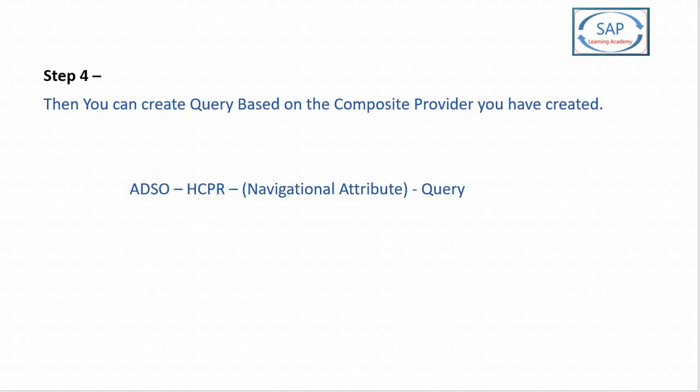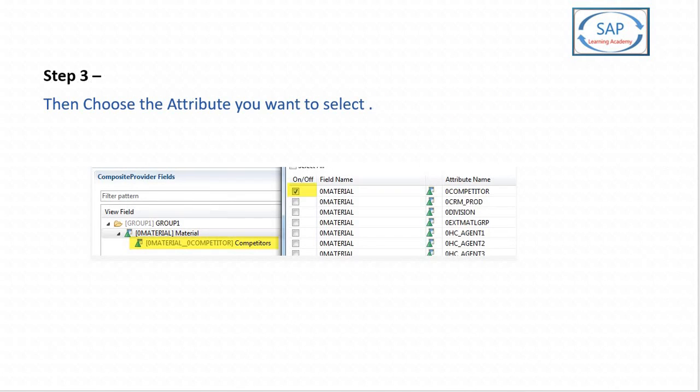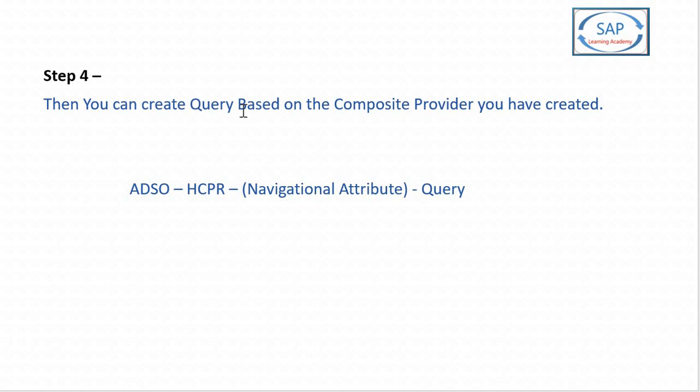In the last step then you can create a query. So now your composite provider is activated. Now you can create a query based on the composite provider that you have created. So in this way you can actually access the navigation attribute.